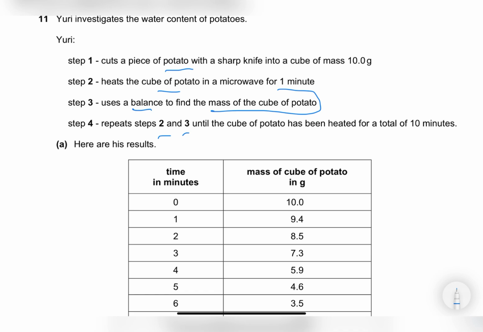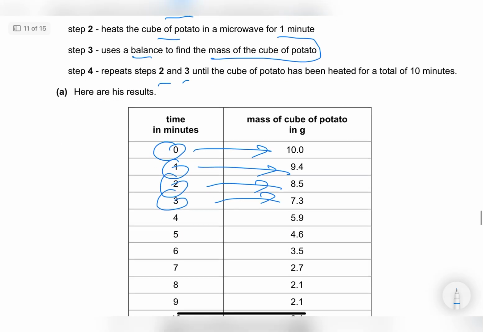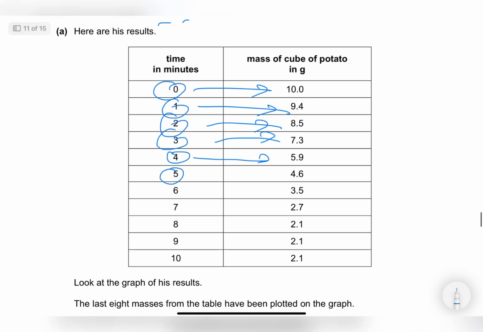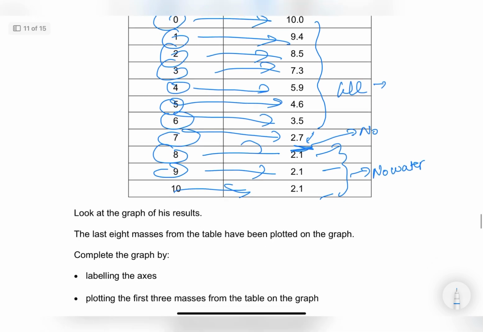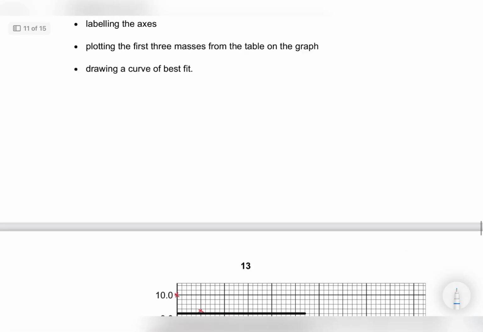All right. At time 0, mass is this much, 1 this much, 2 this much, 3 this much, 4 this much, 5, 6, 7, 8, 9, 10. See, after 8 minutes, the mass is the same. So all the water has evaporated up to this point. Yes or no? Think about it. There is no more water now. So this is the no water region. All right. So look at the graph, draw a curve of best fit.